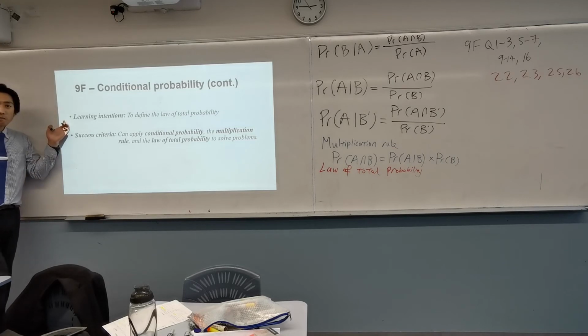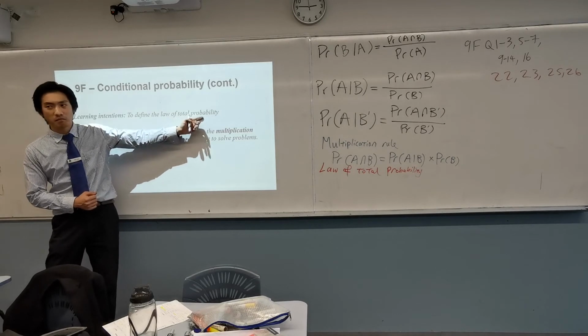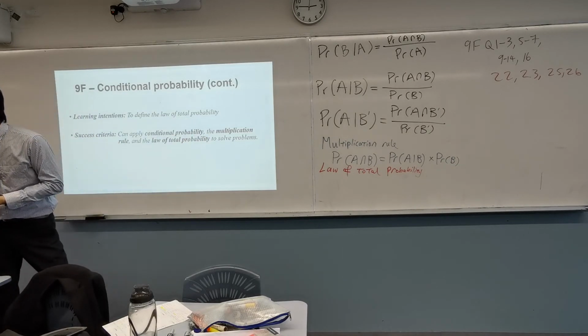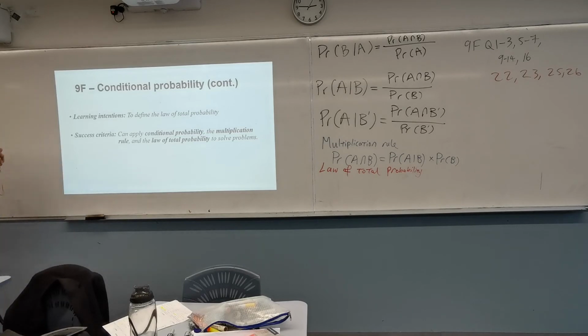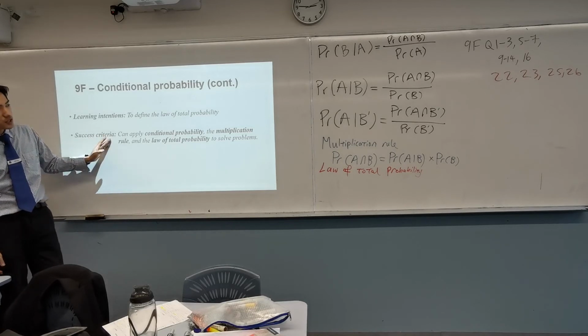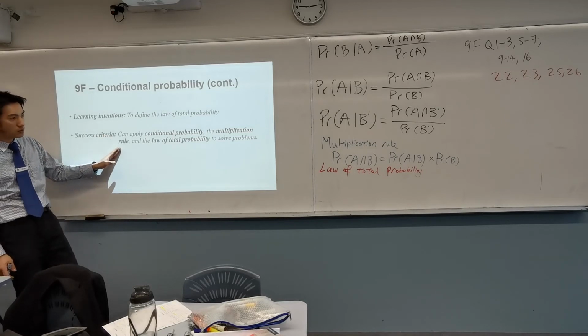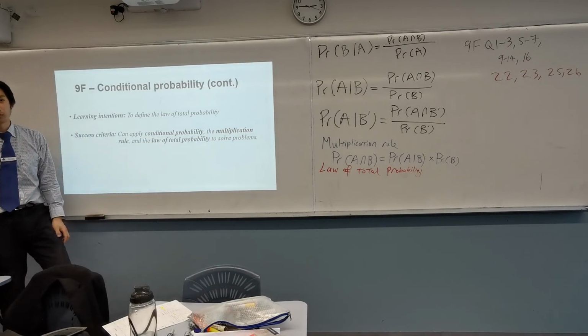What we're going to learn is the law of total probability. It's just an equation that you'll need to know, but we're going to be seeing how we get that equation and why it works. So the success criteria is be able to apply conditional probability, the multiplication rule, which we've defined, and the law of total probability to solve problems.